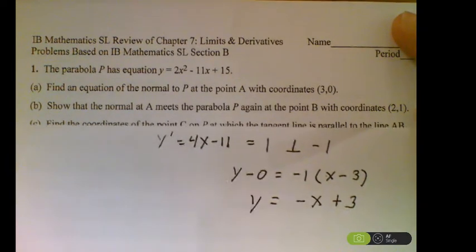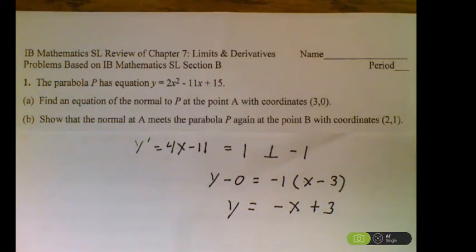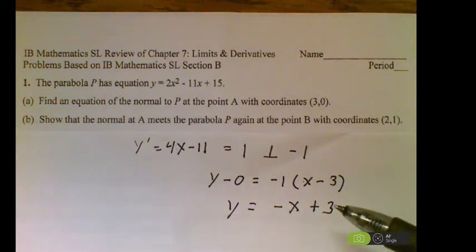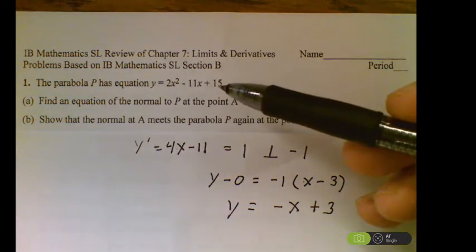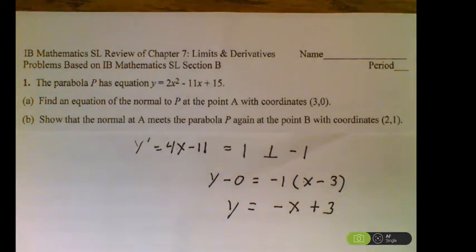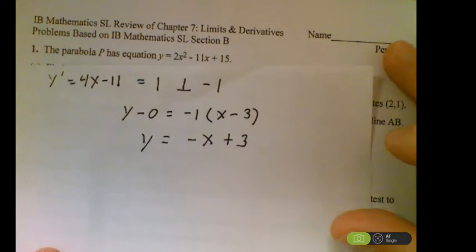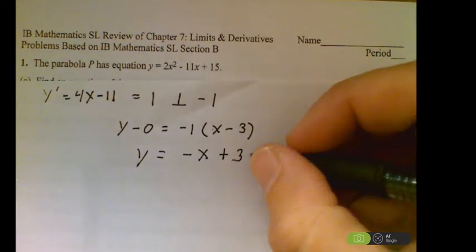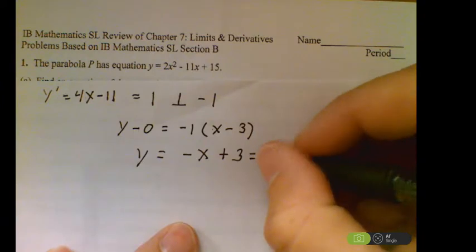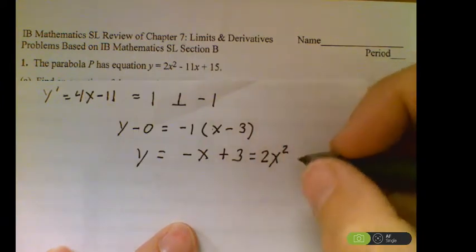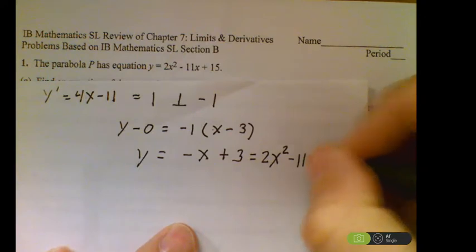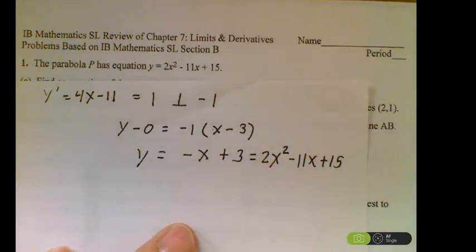So moving on to part B: show that the normal at A meets the parabola again at point B with those coordinates. They are asking us to show that this equation intersects this function twice, which just means we can set them equal to each other and solve for x. I'm going to see if I can use what I already have written down here. I'm going to take the equation of the normal and set it equal to the parabola. We're just going to figure out that point of intersection. So now we're just solving for x.